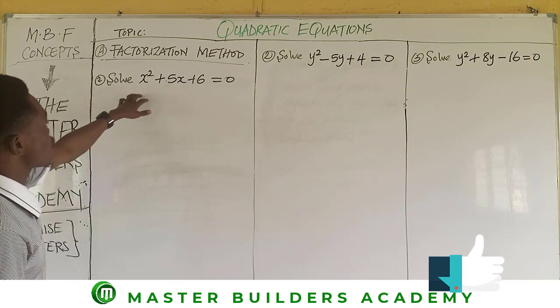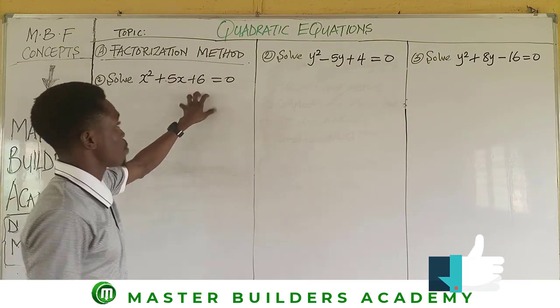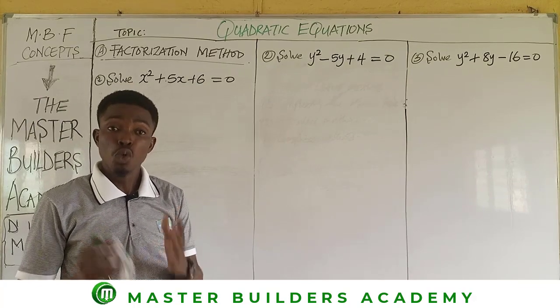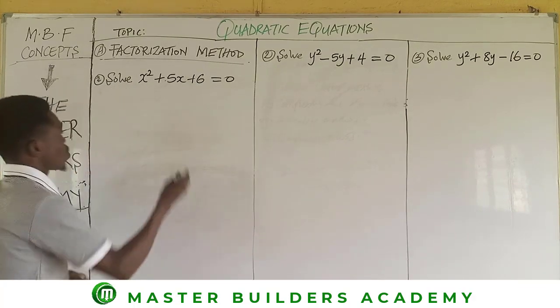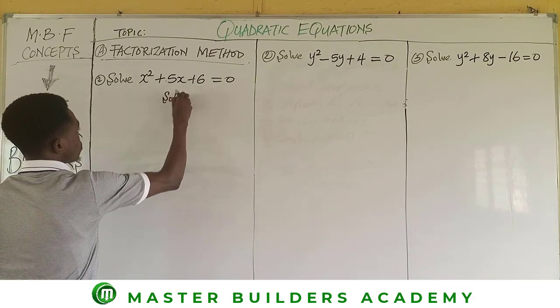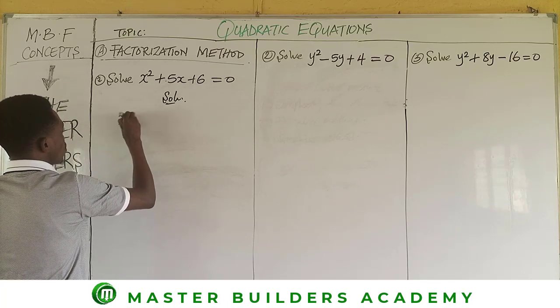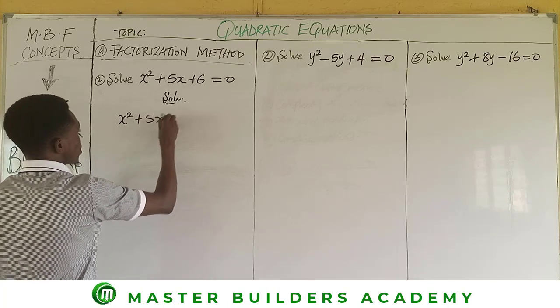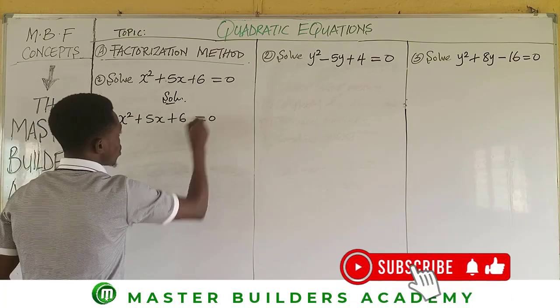The first question we are asked to solve: x squared plus 5x plus 6 is equal to 0 using factorization method. So guys, this is our solution. Now we have x² + 5x + 6 = 0.